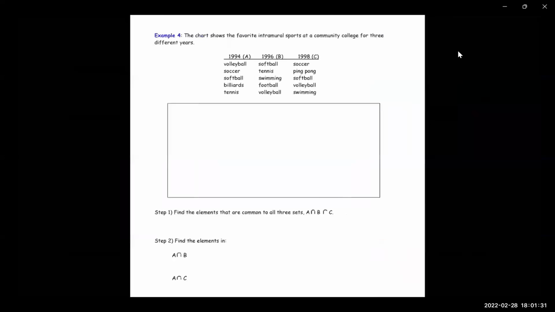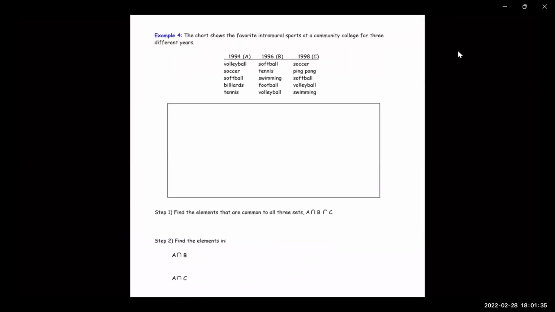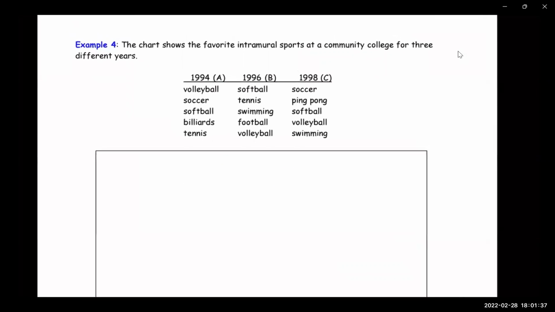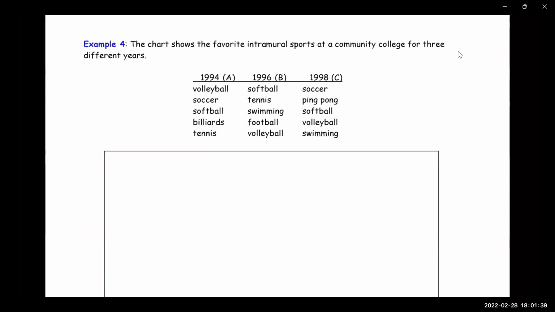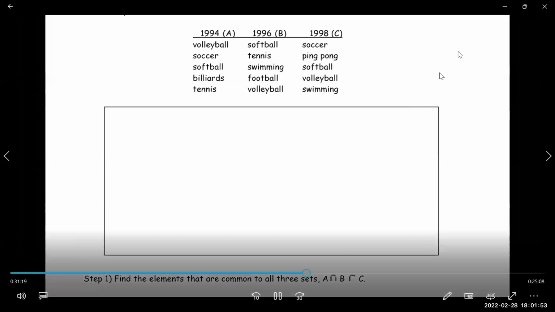All right, let's see what else we have. This is the last example. The card shows the favorite intramural sports at a community college for 3 different years. You have set A, set B, set C. These represent different years. And then these are the sports that were offered. So let's just draw that Venn diagram.